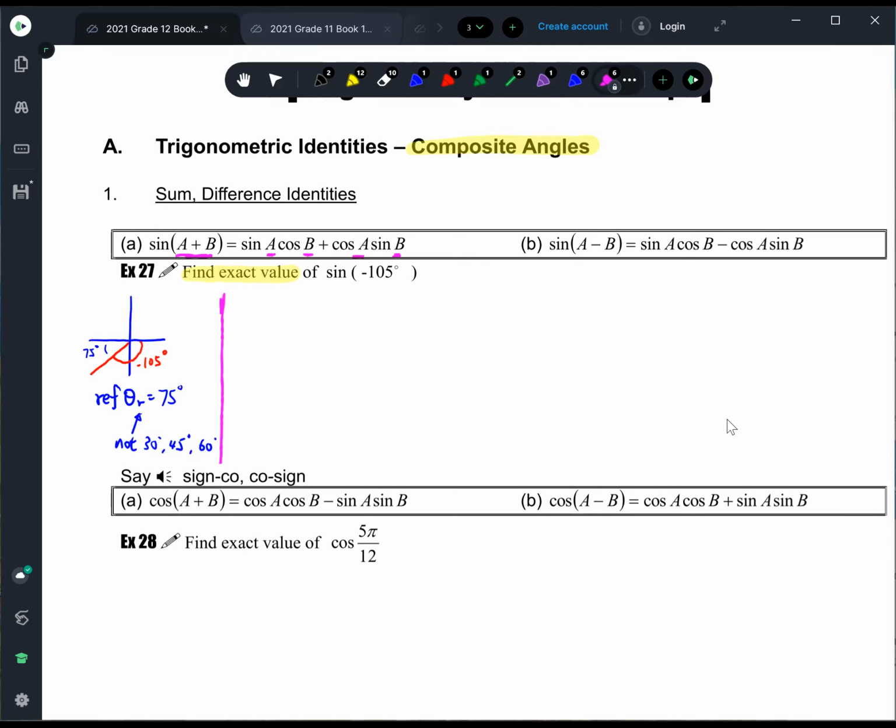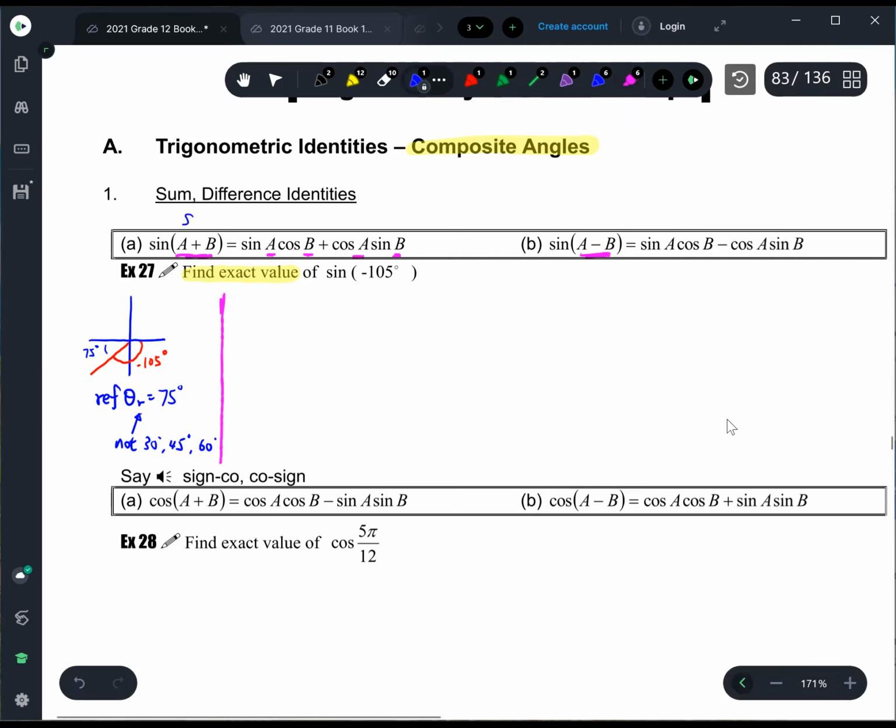And then we have the other side. A minus B is called the difference. This is the sum, and this is the difference. Then you will have basically the same thing: sine A cosine B, but this time you get a minus because we are doing subtraction, cosine A sine B.